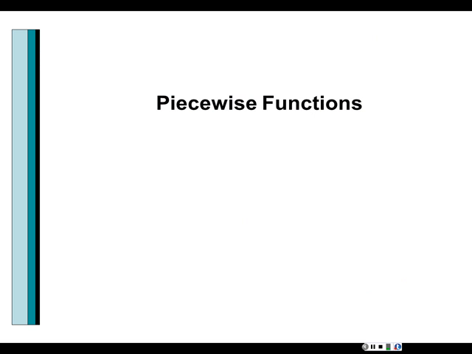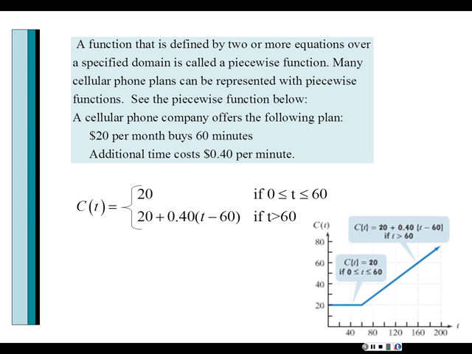So now we'll see the piecewise functions. Now look at this. A function that is defined by two or more equations over a specified domain is called a piecewise function. Some functions are defined using multiple equations because they have different kinds of behaviors in different intervals. Those functions are called piecewise functions.